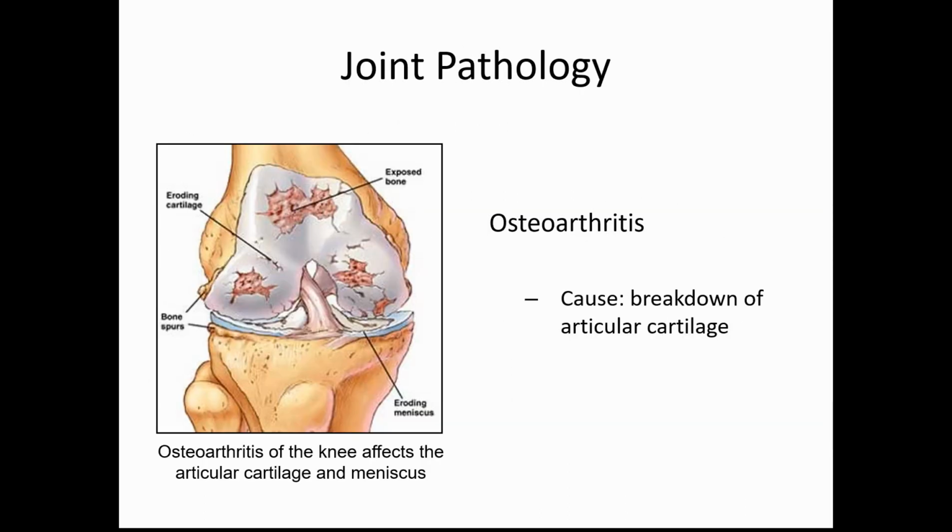Osteoarthritis is the most common type of arthritis. What happens is that the articular cartilage starts to break down. This happens most commonly in the fingers, the neck, the lower back, the hip, the knee.